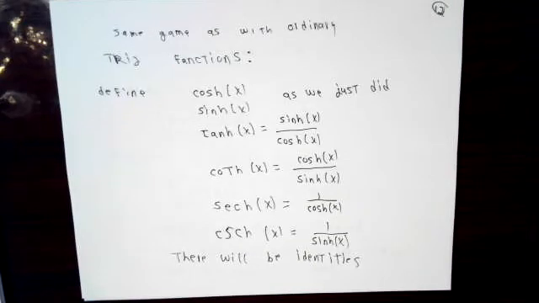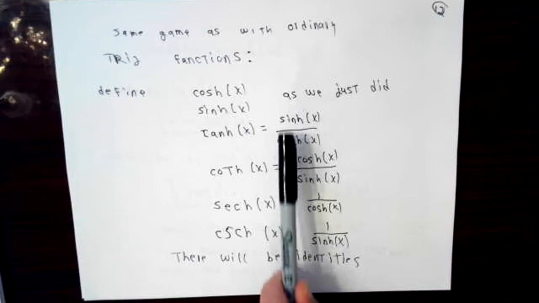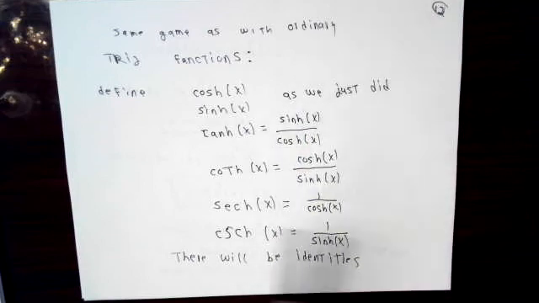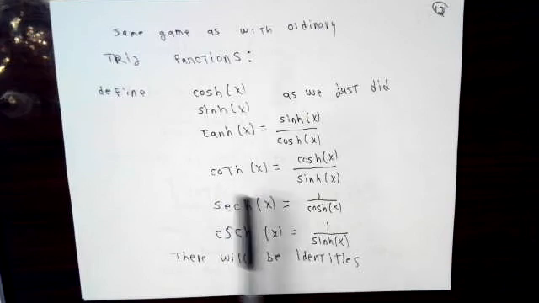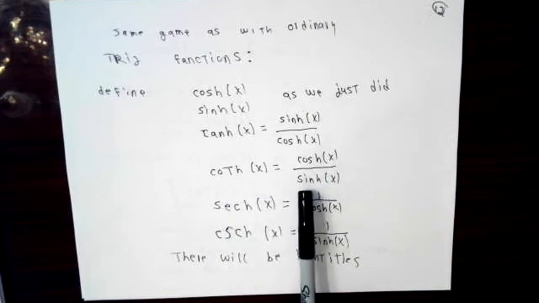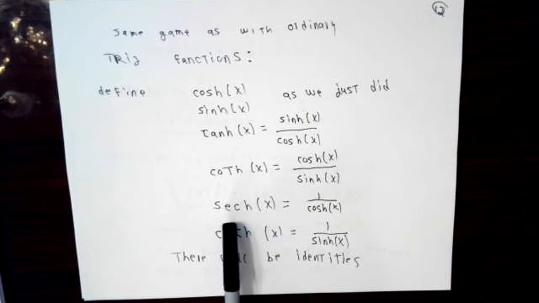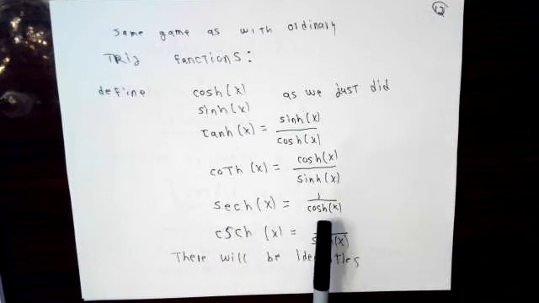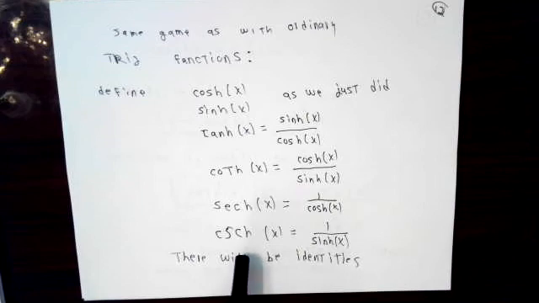Then we do just as we did with the trig functions. We have definitions for cosine and sine. The hyperbolic tangent is the hyperbolic sine divided by the hyperbolic cosine. The hyperbolic cotangent is hyperbolic cosine over hyperbolic sine. The hyperbolic secant is 1 over the hyperbolic cosine. The hyperbolic cosecant is 1 over hyperbolic sine of x. Just like with before, there will be identities.